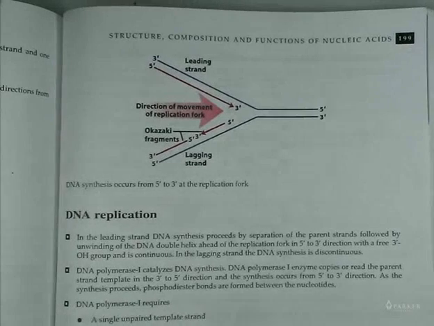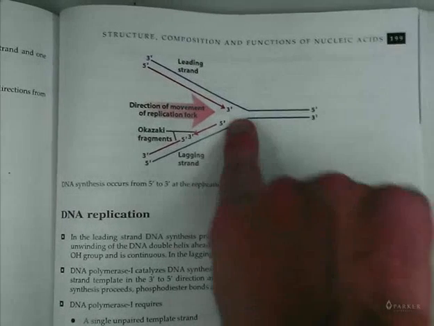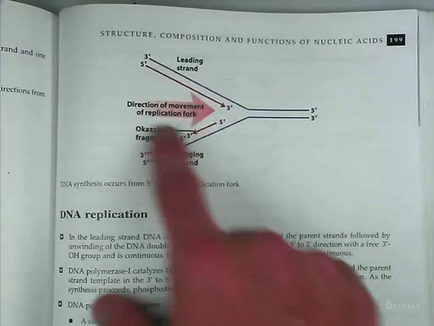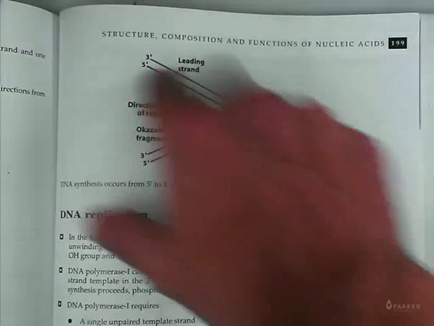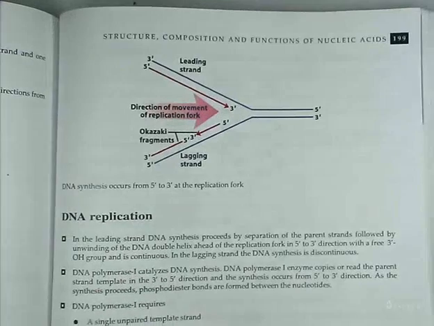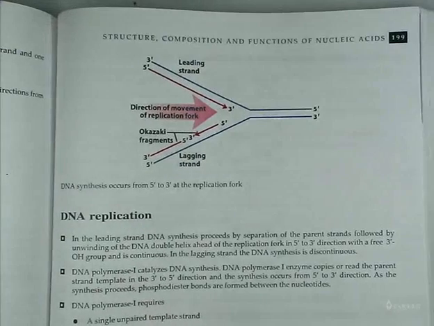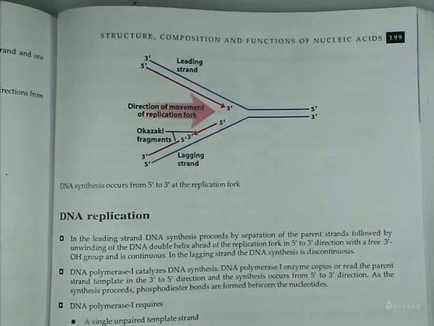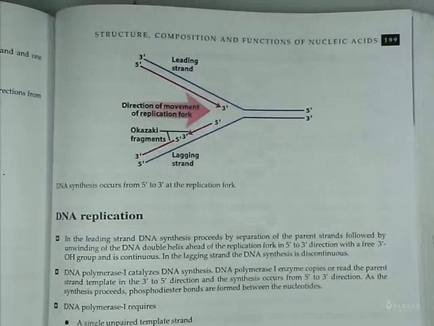It requires a single unpaired template strand. So they need to be split first, and then the DNA polymerase 1 can read it going this way, and then it's going to lay it down from the 5' to 3'. It needs the deoxynucleotides, so these dATP, dGTP.